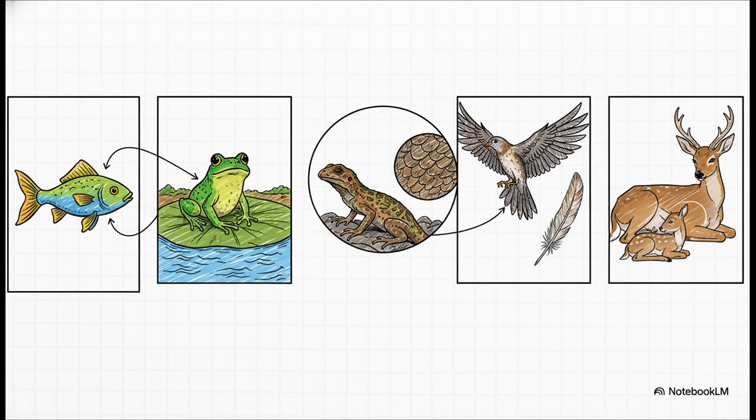Each of these major classes really has its own signature adaptation, its own special move. For fish, it's all about fins and gills. For amphibians, it's that incredible ability to live a double life in water and on land. Reptiles have their dry, scaly skin that let them leave the water behind. For birds, it's feathers and wings for flight. And for us mammals, it's nourishing our young with milk.